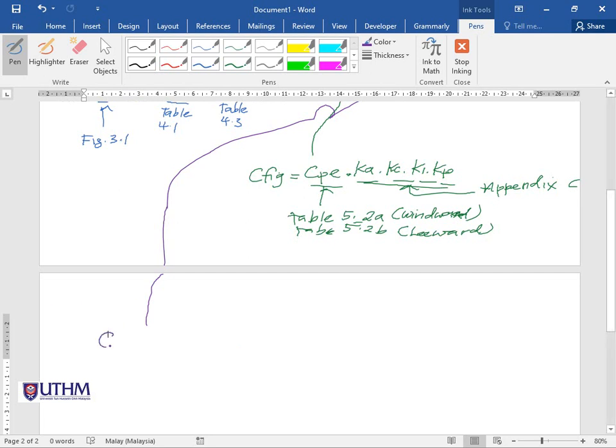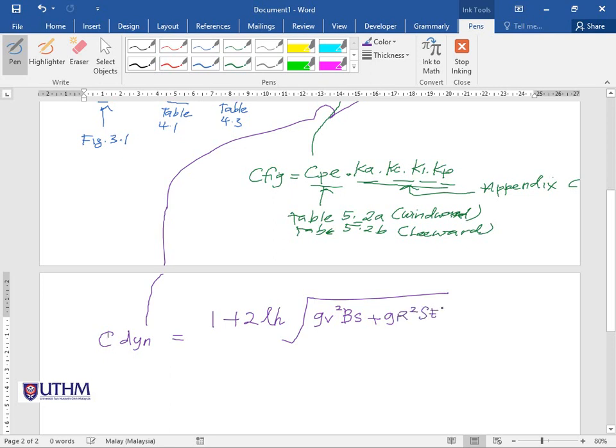So this is the dynamic response from section 6. C dyn equals 1 plus 2 Ih, square root of Kp, g_R to the power of 2, S, E, divided by the ratio of structural damping, beta. Don't need to copy, it's all in the Malaysian Standard. This is from dynamic analysis. So divided by 1 plus 2 gv.